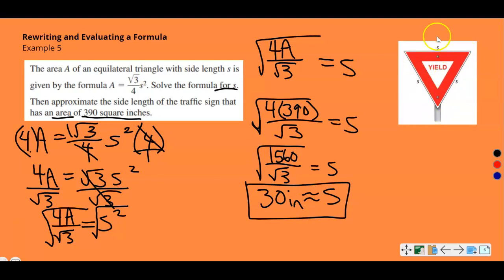So if I put 30 here and 30 here, remember what the formula for area of a triangle is. See if you can get 390 by checking that.